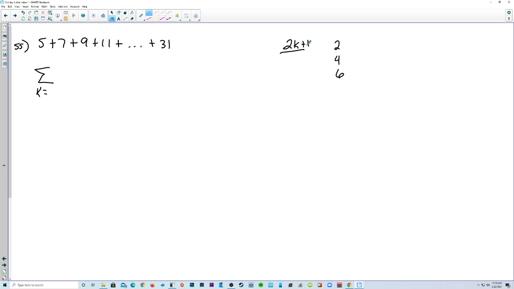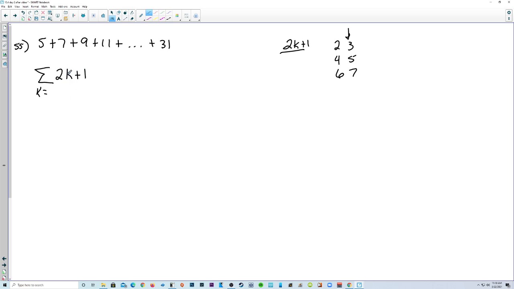That means when we plug in 1, we're going to get 3 now. When we plug in 2, we're going to get 5. When we plug in 3, we're going to get 7. So that offsets it. To get odd numbers, we can go 2k plus 1. Now there's lots of different answers for this, and I think the book actually gives a different one, but we're going to go with this.